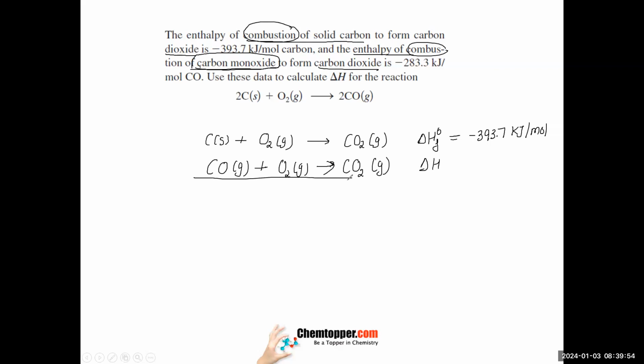This one is not, because this is not a pure element. No. So I'll write it as delta H reaction. How much is the value? Minus 283.3 kilojoules per mole of CO. Per mole of CO. Is this equation balanced? No. Can you balance the equation for 1 mole of CO?